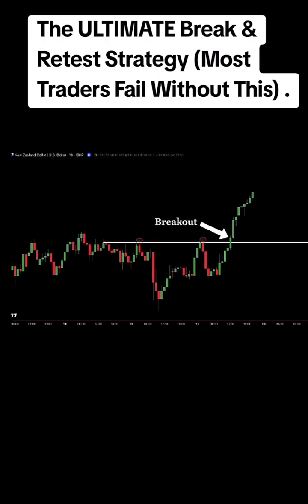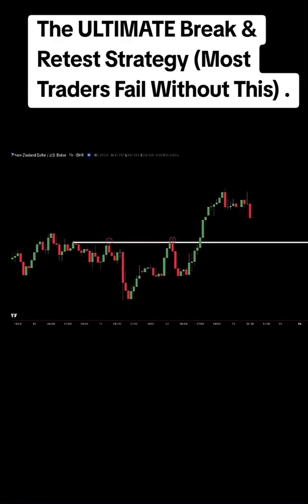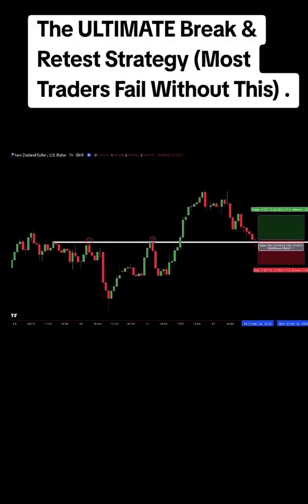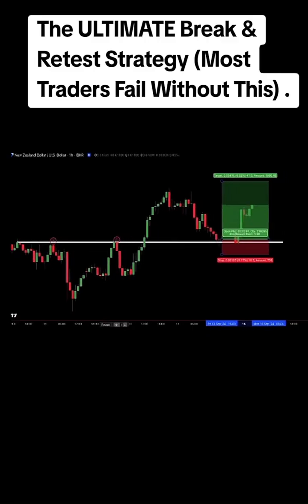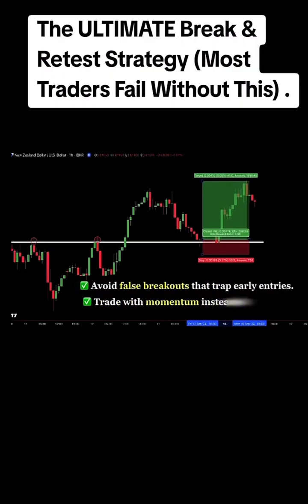Price breaks above a strong resistance level, signaling potential bullish momentum. Instead of entering immediately, you wait for price to pull back and retest that same level as new support. If price rejects the level, that's your confirmation to enter a buy trade. This approach helps you avoid false breakouts that trap early entries, trade with momentum instead of against it, and enter at a better price with a stronger risk-to-reward ratio.